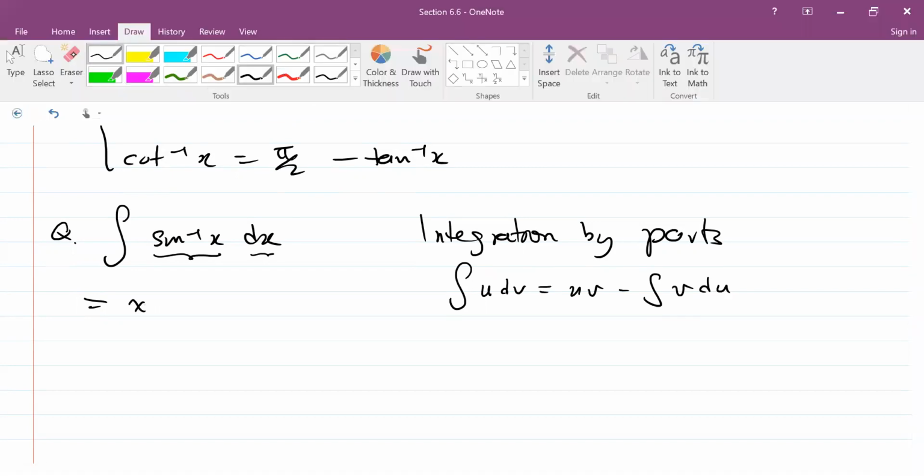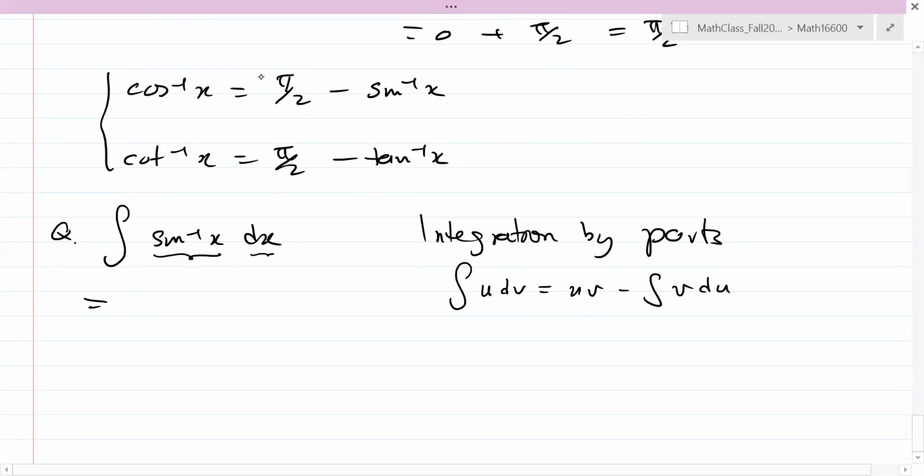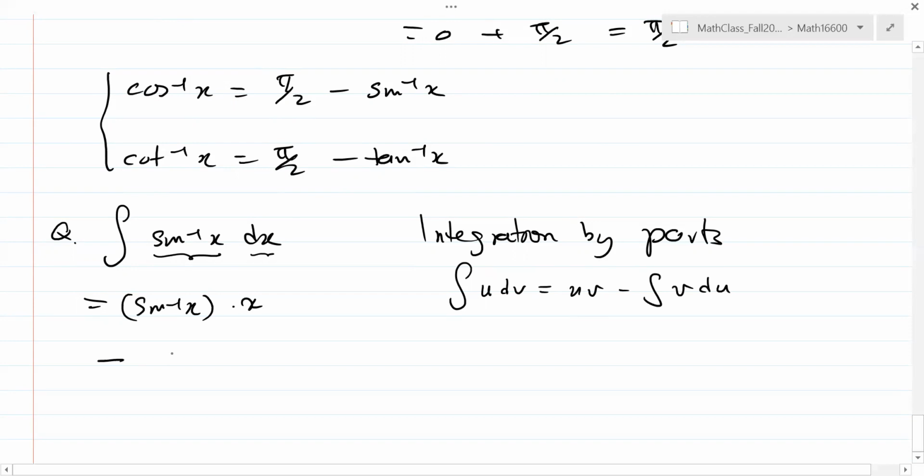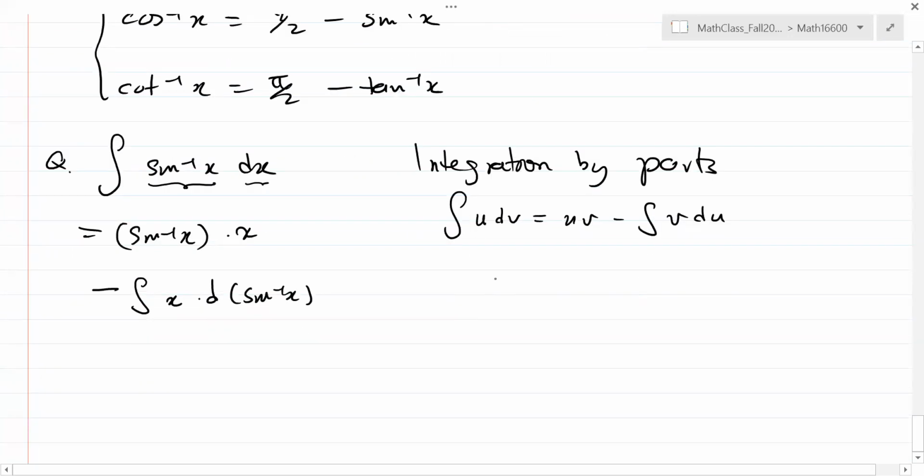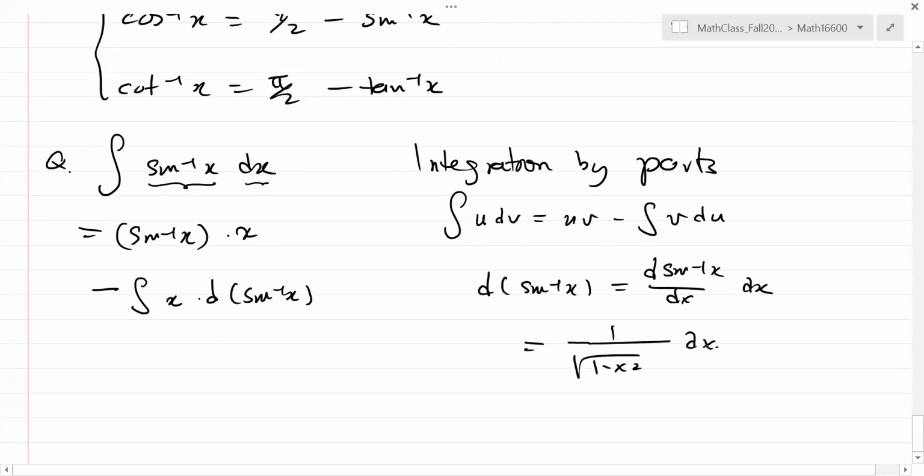Yeah, u is arcsine, so you just change the variable, okay? And here x is interchanged, so v is x. The derivative of arcsine, when you differentiate arcsine, is going to be the derivative of arcsine x with respect to x in dx, okay? So that is going to be 1 over the square root of 1 minus x squared and dx.